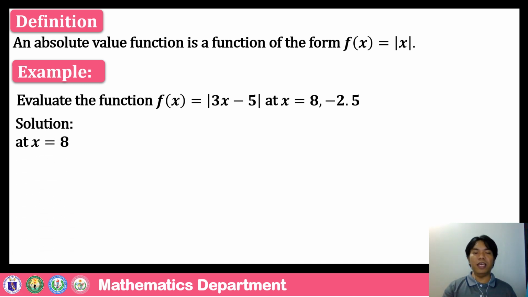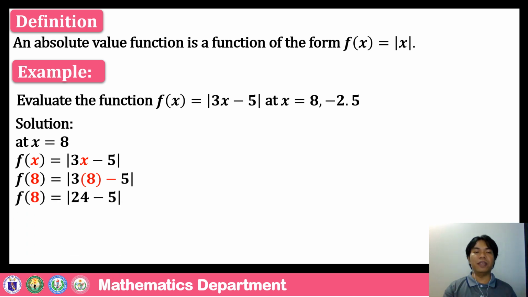Now, at x equals 8, papalitan lang natin ang lahat ng variable x sa ating given na function, magkakaroon tayo ng f of 8 is equal to the absolute value of 3 times 8 minus 5. At pag sinimplify natin ito, magkakaroon tayo ng f of 8 is equal to absolute value of 19. At ang absolute value of 19 ay equal sa positive 19.